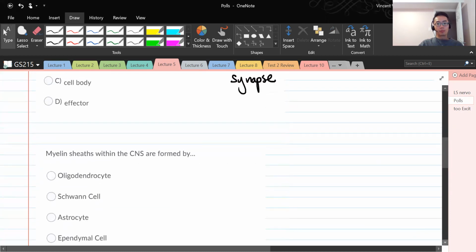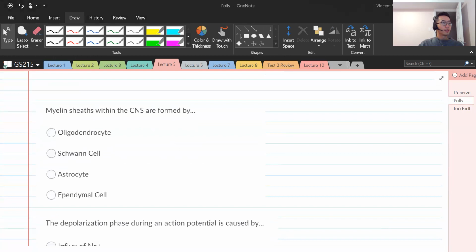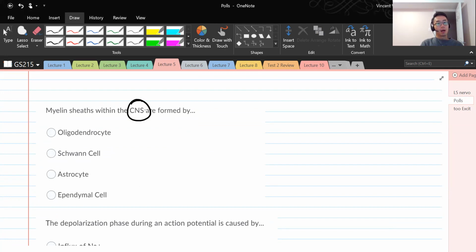Next one, let's just do one more. This is very straightforward if you have been listening. This one, will there be one correct answer or more than one? Well, one correct answer, because it's just the CNS, right? Just the CNS. What about astrocyte? Because I think oligodendrocyte and astrocyte are both correct, right? Astrocytes form the BBB though, not the myelin, right? The blood-brain barrier.